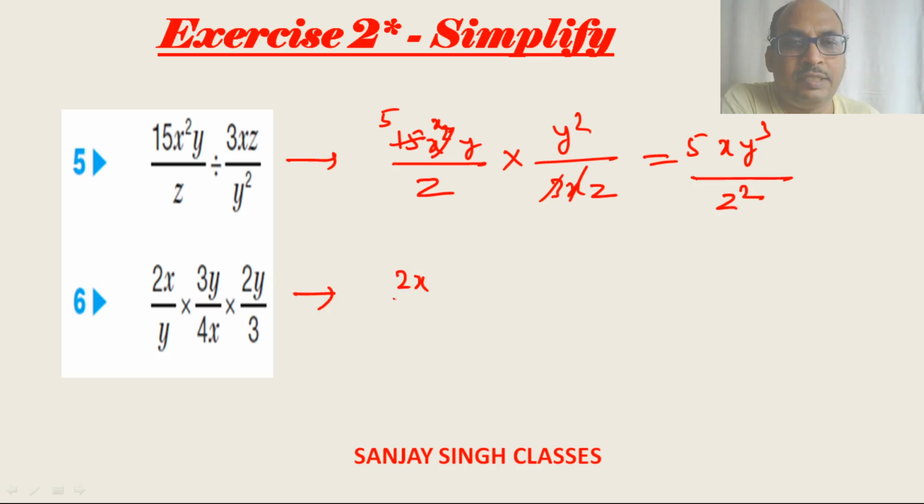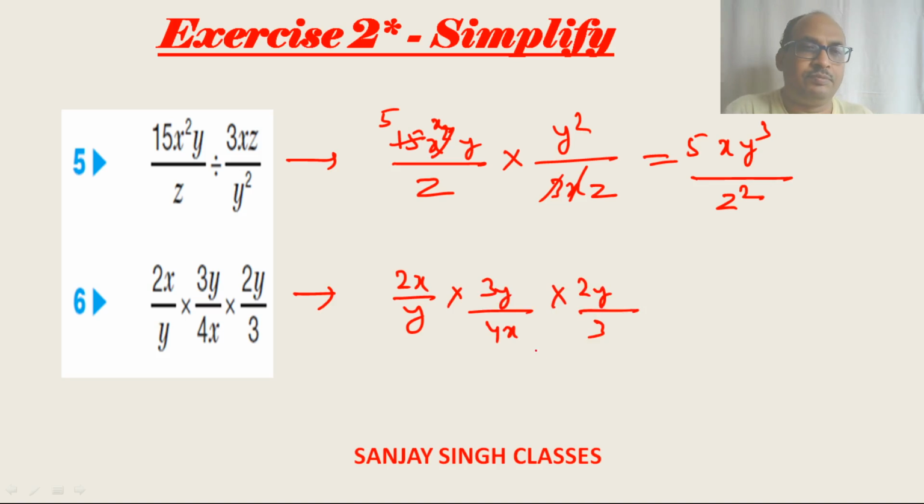Then it is 2x by y into 3y by 4x into 2y by 3. Now in this case, this y and 1y has got cancelled. This x has got cancelled. This 3 and this 3 has got cancelled. And with this 2, this 4 has cancelled as 2. And this 2 also has got cancelled. Now left with, in the numerator part only y, in the denominator part it is 1. So it will be y only.